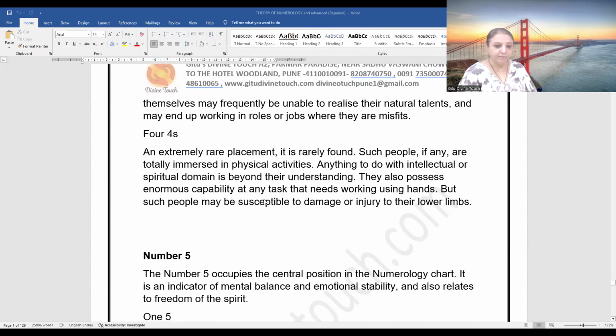If four 4s are there, which is a rare combination, these people are totally immersed in physical activities. Anything to do with the intellectual or spiritual domain is beyond their understanding. They also possess enormous capability at any task that needs working using hands, but such people may be susceptible to damage or injury to their lower limbs.